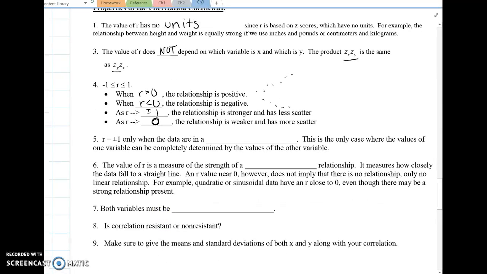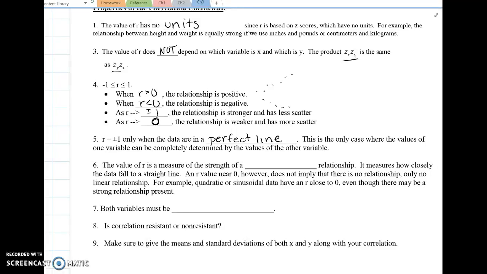So the only time that you have exactly positive or negative 1 as your r value is a perfect linear relationship. So if your data are in a perfect line, so x exactly determines what y is. That doesn't happen very often.